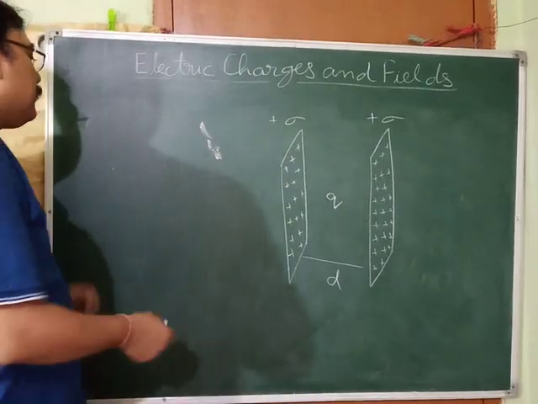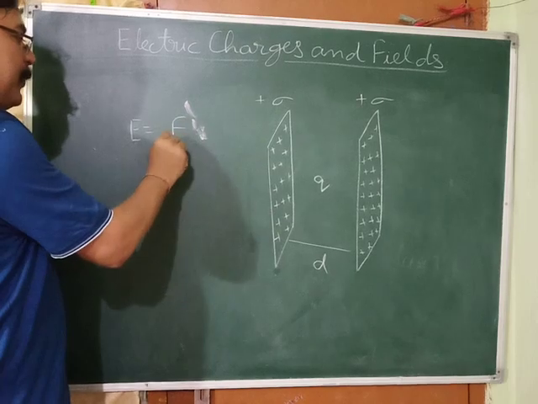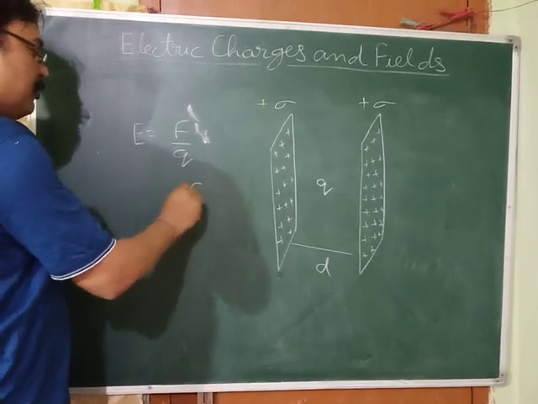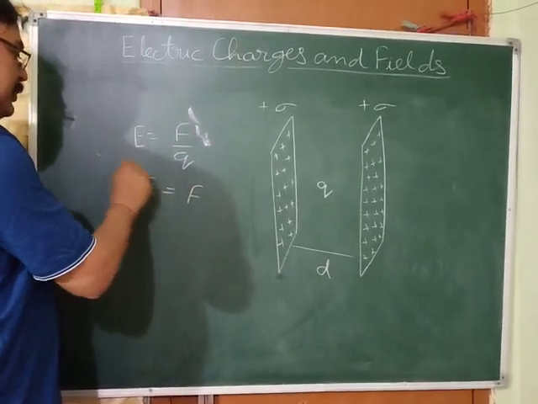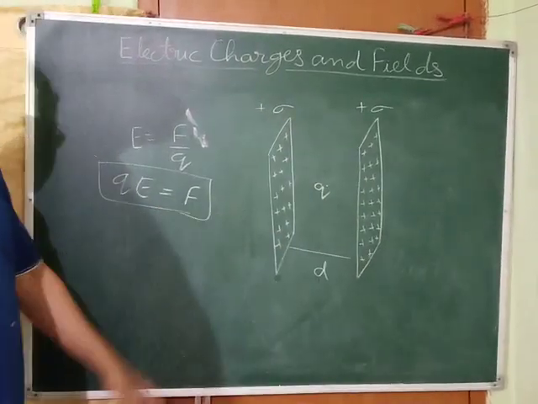Now in order to find the force, we know very well that the electric field is F upon Q. So F is equal to Q into E. So if we can find out the electric field intensity at this point, we can find out the force.